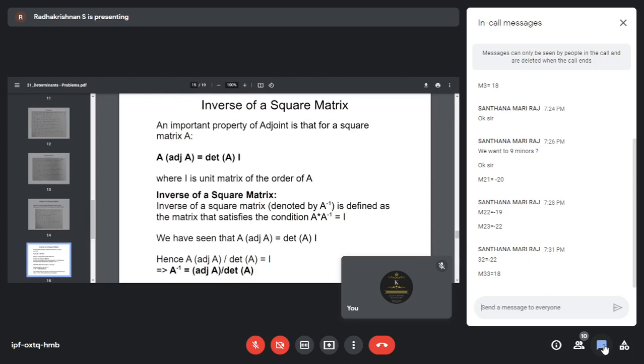Now we have seen that A into adj A equal to determinant of A into I. So A into adj A divided by determinant A equal to I. So adjoint of A divided by determinant of A is equal to A inverse. That is what is defined as inverse: A inverse equal to adjoint of A divided by determinant of A. That's all.